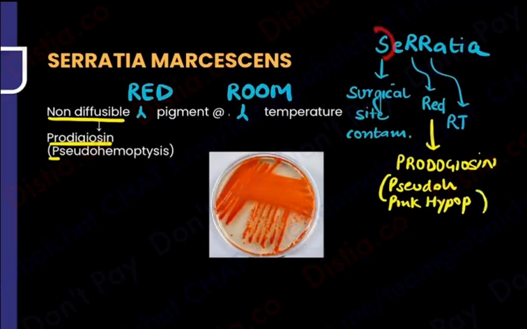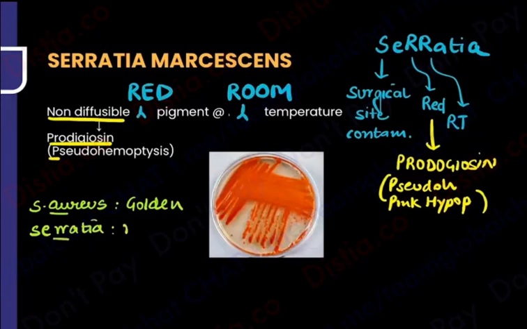Quick revision: Serratia for surgical site, red color pigment called prodigiosin, which is produced at room temperature. It is non-diffusible. Let me remind you, you did a pigment for Staphylococcus aureus. What color was it? Staphylococcus aureus, AU for golden. That was a golden color pigment. Now you're doing a pigment for Serratia. What color is it? RR, a red color pigment, and in both of these you studied the same thing: it is non-diffusible. It's not going to diffuse out, because shortly you will do a pigment which will diffuse out. Okay, so this is done with the tribe Klebsiella.